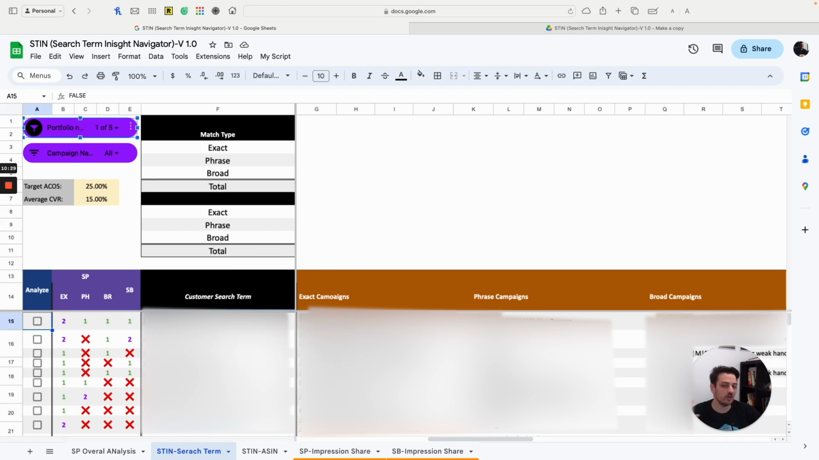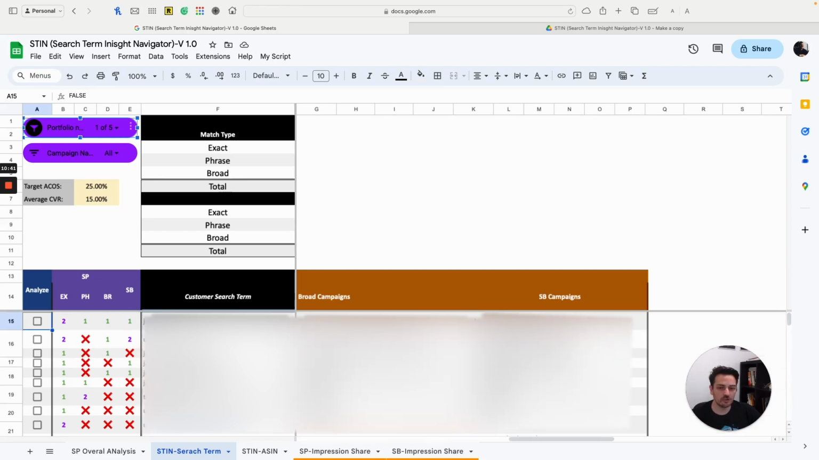We are not talking about search term now, as exact as a target. Where are we targeting in phrase? Where are we targeting in broad? And there are some, actually I'll get back to that. Broad, and also in sponsored brand campaigns. What campaigns am I targeting?